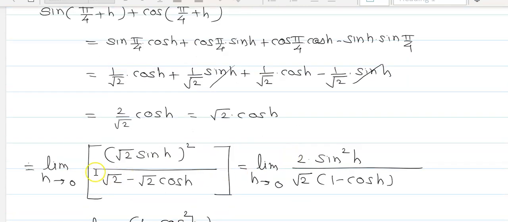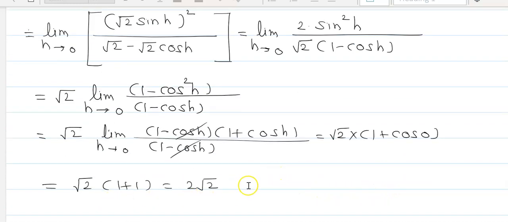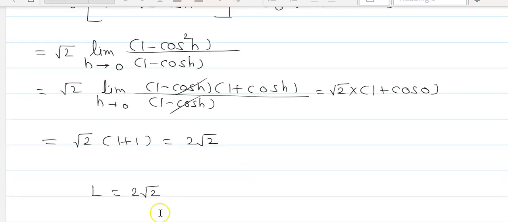And overall substitute the values. That is (root 2 sin h) whole square upon root 2 minus root 2 cos h. Take root 2 as common. Limit h tends to 0, sin square h upon 1 minus cos h. Now sin square h can be written as 1 minus cos square h, and then split it up. Cancel it, 1 minus cos h upon 1 minus cos h. Root 2 into, as h tends to 0, it is cos of 0, 1 plus 1, that is 2. 2 root 2. Therefore, 2 root 2 is the final limit.